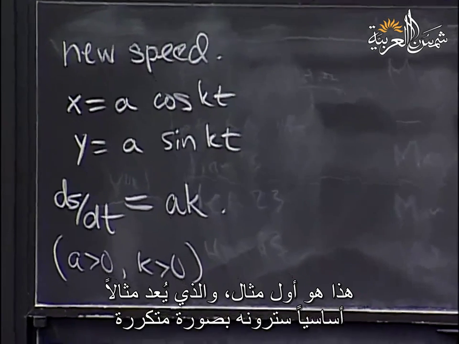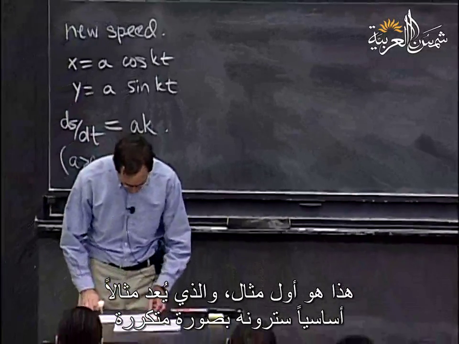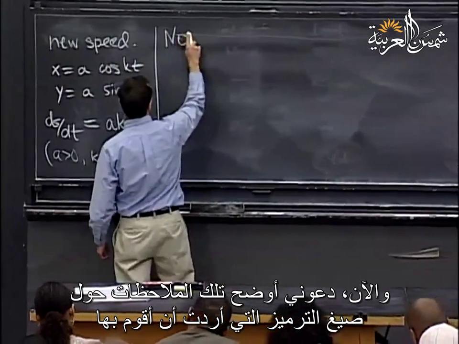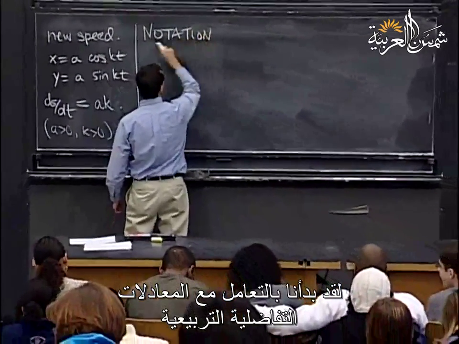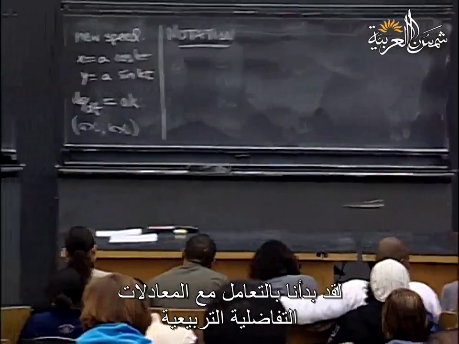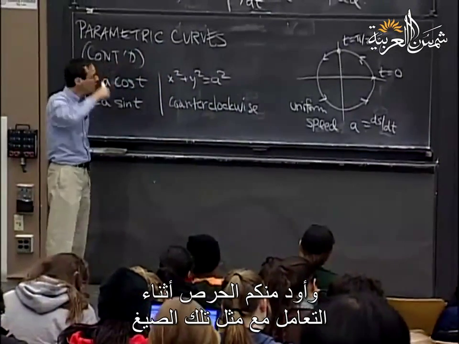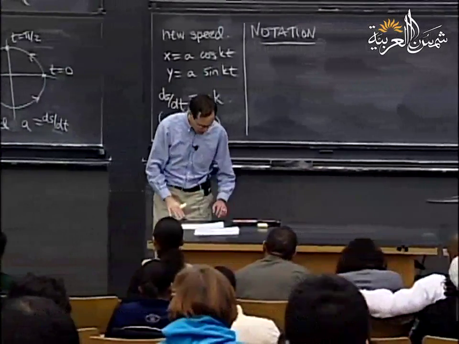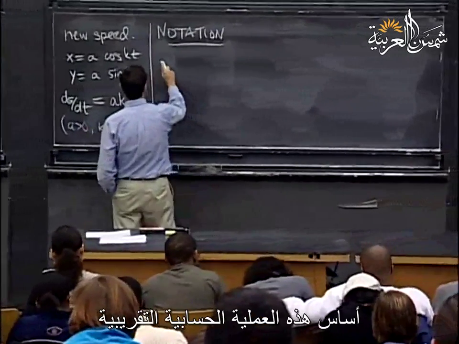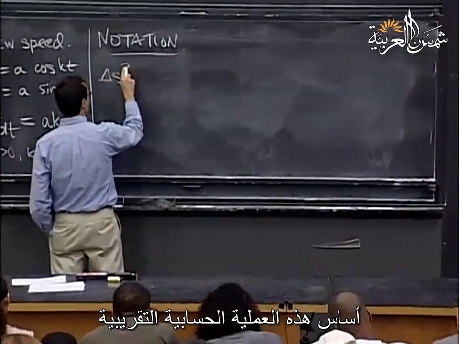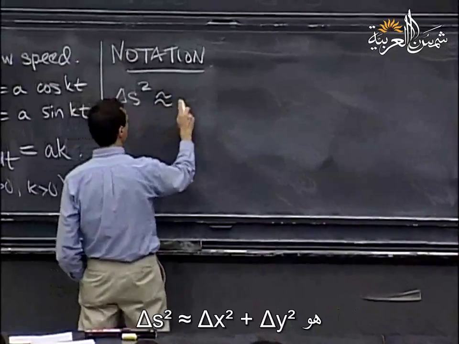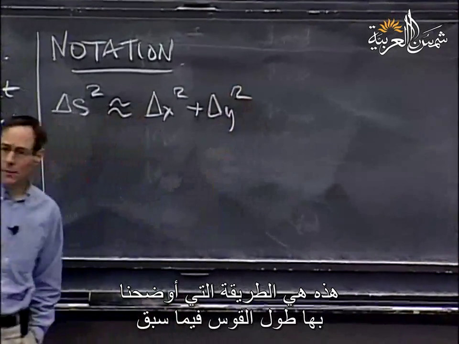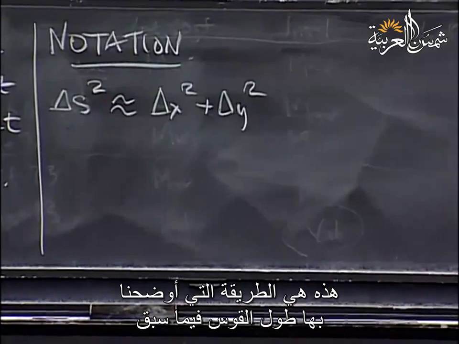Now that's the first and most basic example, the one that comes up constantly. Now let me just make those comments about notation that I wanted to make. We've been treating these square differentials here for a little while, and I just want to pay attention a little bit more carefully to these manipulations and what's allowed and what's not, and what's justified and what's not. So the basis for this was this approximate calculation that we had, that delta s squared was delta x squared plus delta y squared. This is how we justified the arc length formula before.